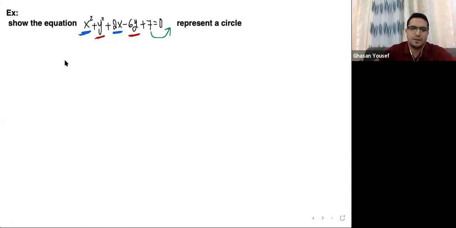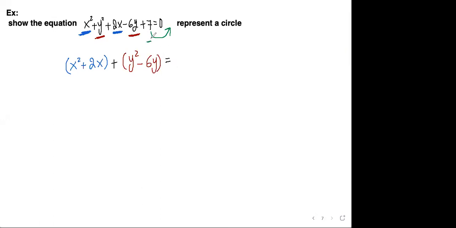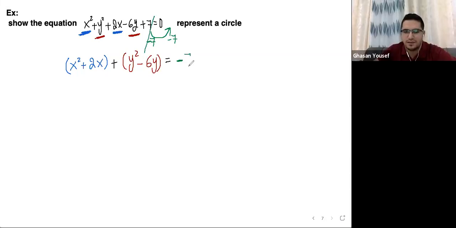Okay, let's do it. So I have x squared plus 2x. We combine the x together, plus combine the y's together, y squared minus 6y. Now this is equal. We move the 7 to this side. How can we move this 7 to this side? Subtract 7 from both sides. Exactly. So subtract 7. This will cancel out. I get here minus 7.